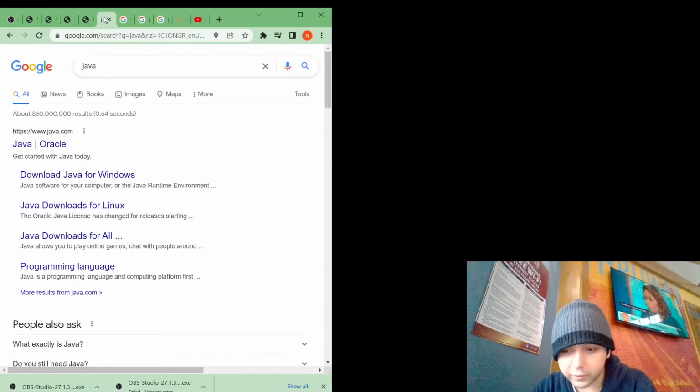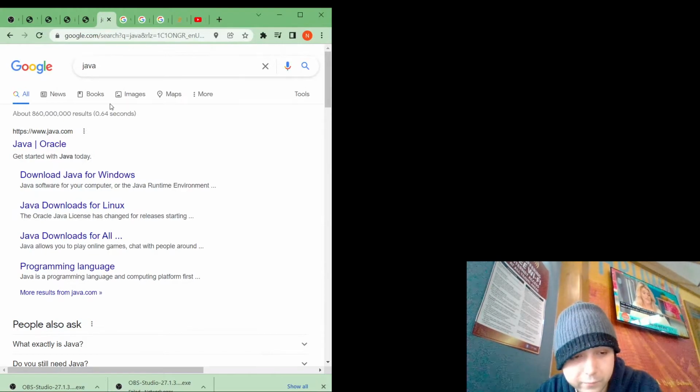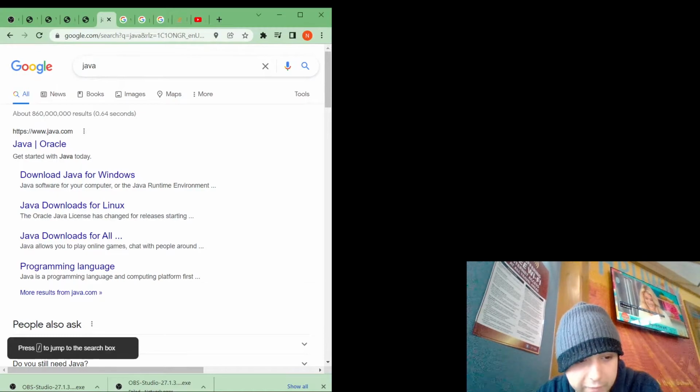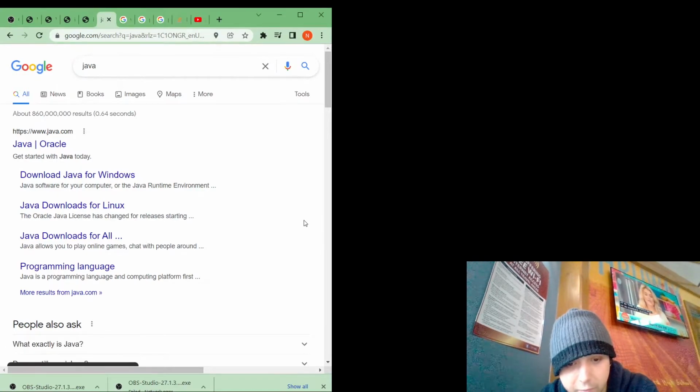The next thing we're going to learn is Java. It's going to be a real programming language. We're going to install that, we're going to get it to work, and it's going to actually create some kind of program that we can use.